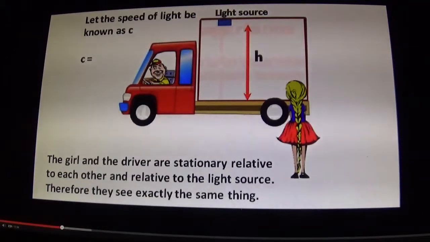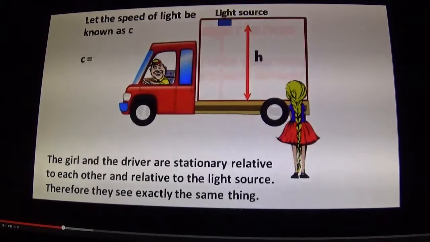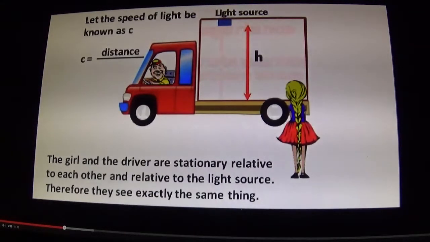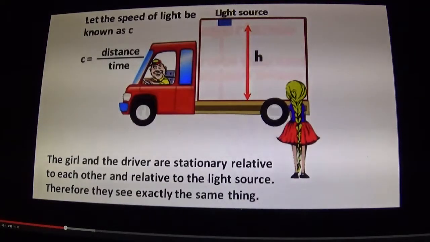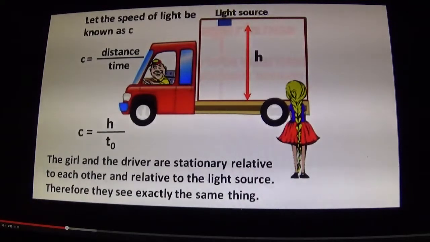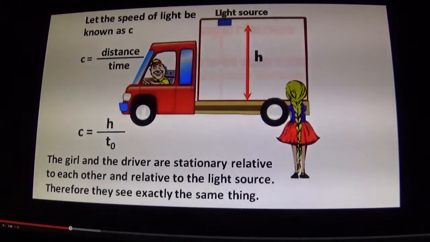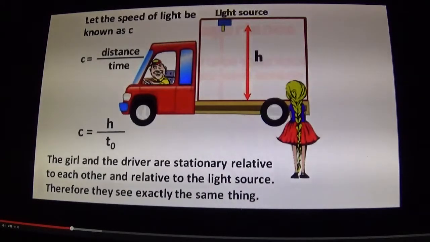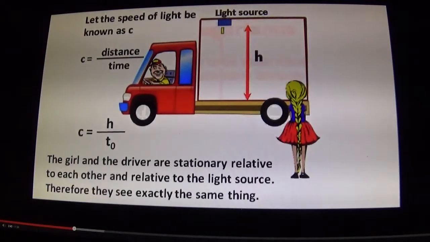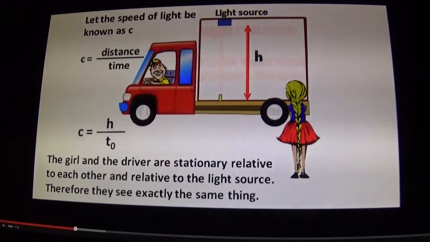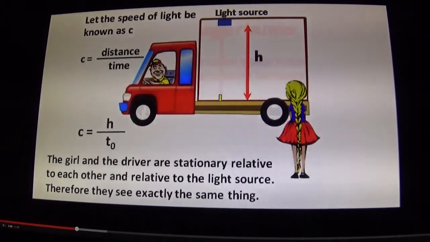The speed of light, as always, is equal to distance divided by time. And the speed of light is equal to h, the distance covered, divided by t0. Now t0 is the time it takes for the light pulse to move from the light source to the floor of the compartment.